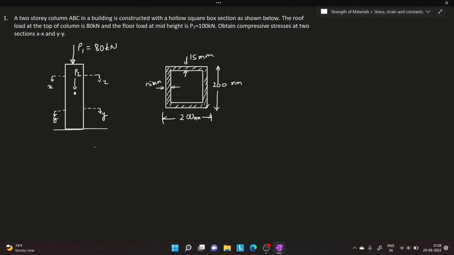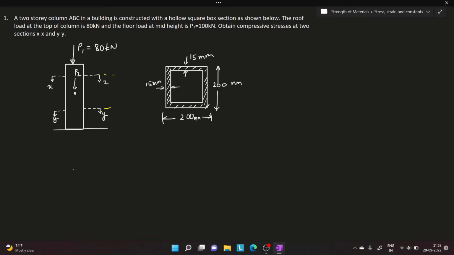Today we are going to solve a couple of questions to understand some concepts on strength of materials. The first question: a two-story column ABC in a building is constructed with a hollow square section as shown below. The rooftop is loaded with 80 kilonewton and the floor at the midsection is loaded with 100 kilonewton. Obtain the compressive stresses at the two sections XX and YY. So we have to find the stress here and the stress here.